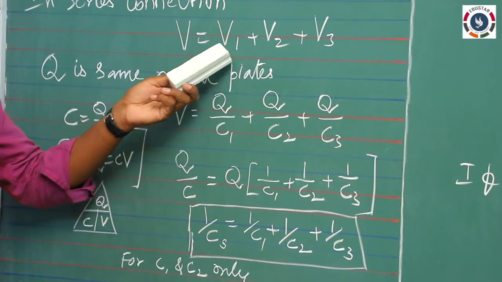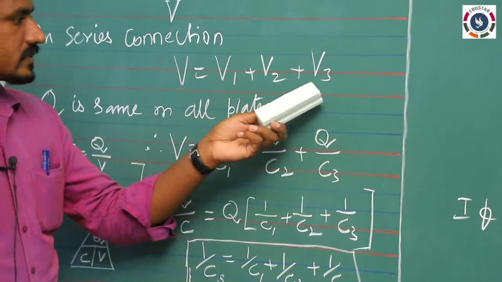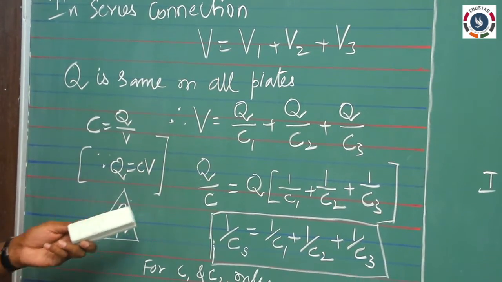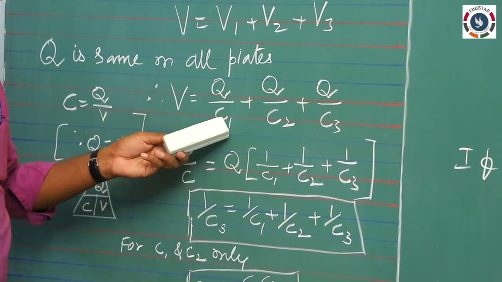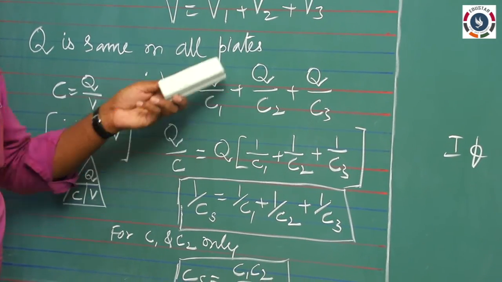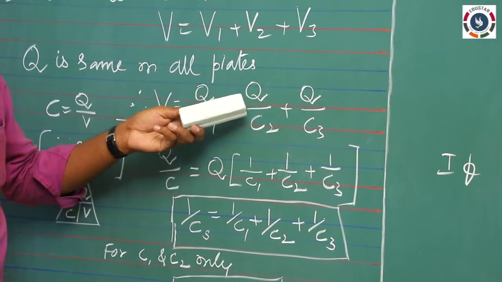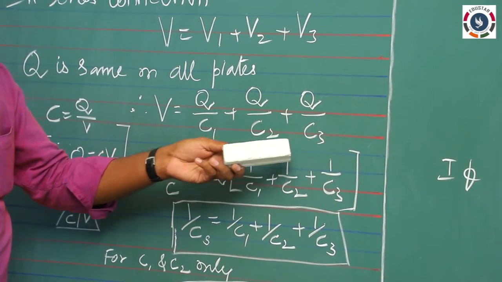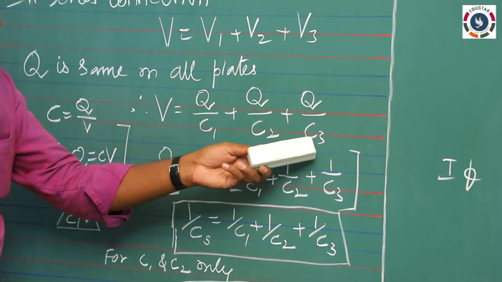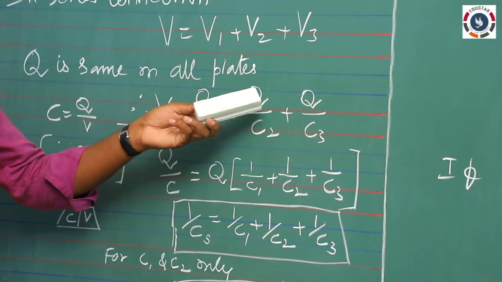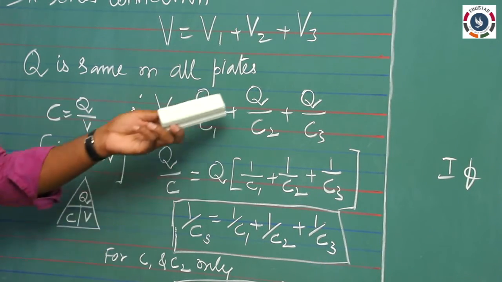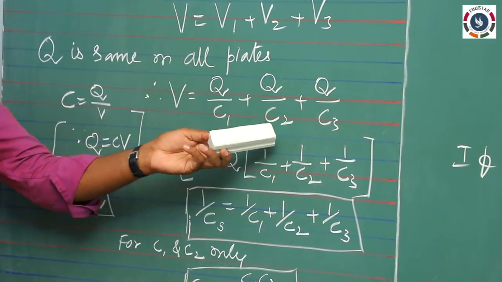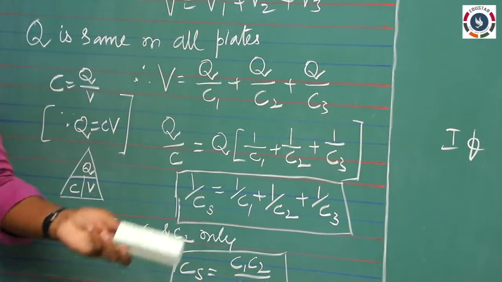Now apply V equal to V1 plus V2 plus V3. Using V equal to Q by C, V1 is Q by C1 for capacitor 1, V2 can be written as Q by C2 and V3 can be written as Q by C3, because there are three different capacitors but the charges on the plates are the same. So V equal to Q by C1 plus Q by C2 plus Q by C3.